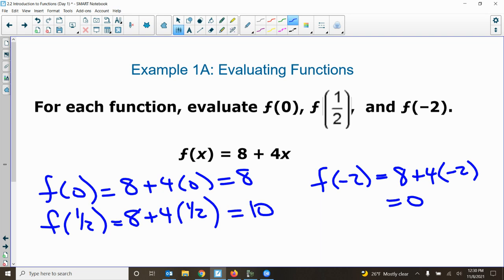Okay. Do you agree no matter what x you plug in, you're going to get exactly one y? Like if I plug in 17.2, I'm not going to get 4 different y's, right? Each x will get exactly one y. Okay. Questions on the evaluations?